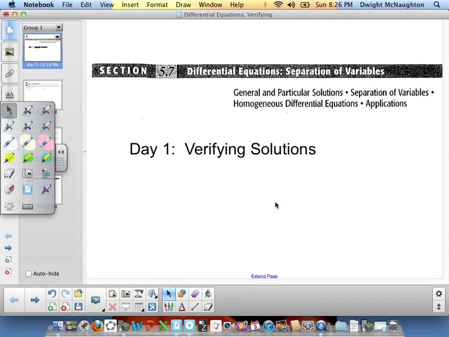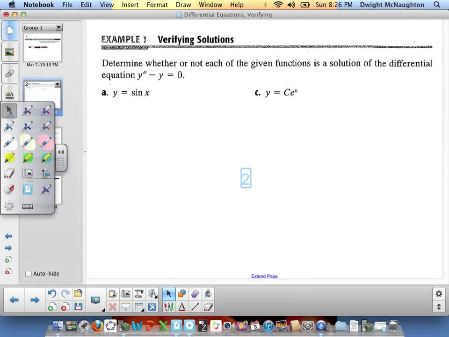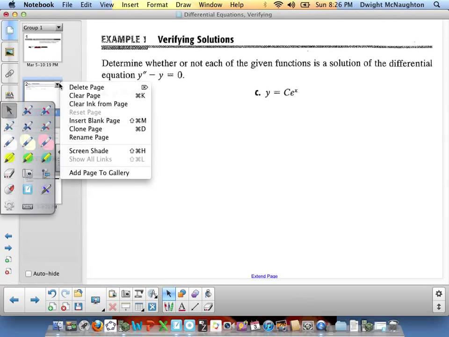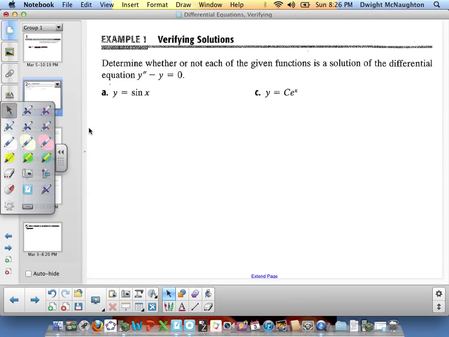Chapter 5.7, Differential Equations. Day 1, Verifying Solutions. A differential equation, remember, is an equation that involves a derivative. And to solve a differential equation, you're usually going to take the antiderivative. We're going to take a step back and talk about verifying that you have the correct solution.